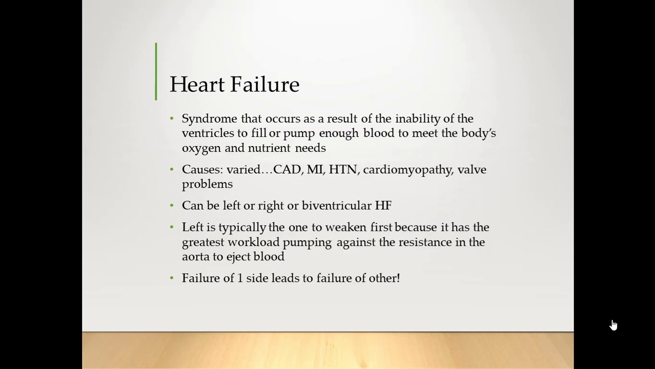So there's a lot of things that go into heart failure. Other disease processes can cause heart failure, like coronary artery disease, MIs, hypertension. Cardiomyopathy can cause heart failure. Valve problems. So basically everything we've already talked about today can lead to heart failure. Heart failure can be left or right, and we'll get into it.